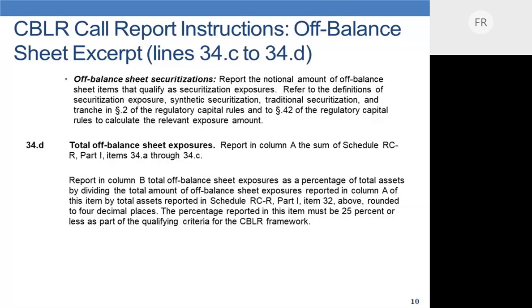Okay, on to slide 10. Off-balance sheet securitizations. This again is included in line 34C. Here, institutions should include the notional amount of off-balance sheet items that qualify as securitization exposures as defined in the capital rule. Now, line item 34D is the sum of the total off-balance sheet exposures, which would then be compared against the 25% threshold. Hopefully that was helpful. Again, these few slides walk through exactly what the call report instructions say, and those instructions and the form are found on the FFIEC website.